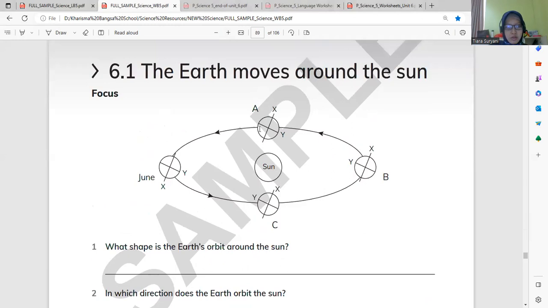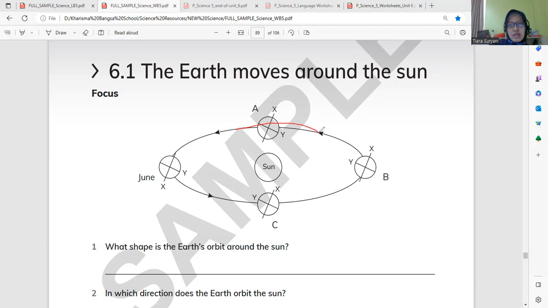Okay, so first you have to identify the shape of the first question. What shape is the earth's orbit around the sun? Okay, so we already discussed this, and the shape is a little bit ellipse. An ellipse is perfectly oval, but Earth's orbit is not like that. There is a spot of the Earth that is closer to the sun, and there is a spot of the Earth that is further from the sun.